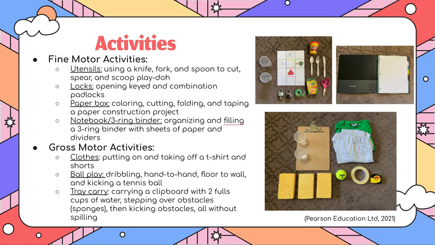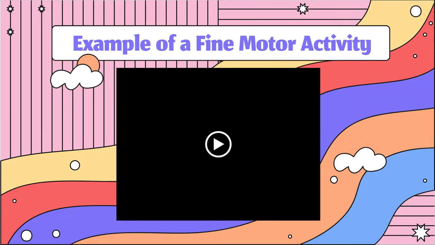The gross motor activities include putting on and taking off a t-shirt and shorts, dribbling and kicking a tennis ball, carrying a loaded tray, and avoiding obstacles. The supplies needed for all of the activities are listed and pictured here. Please note that a timer is also needed to administer the GOAL.